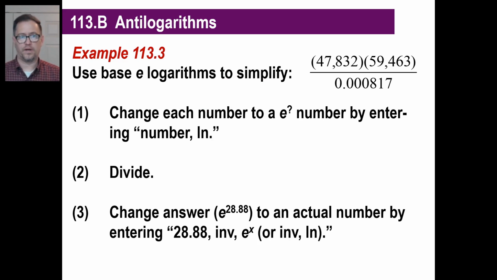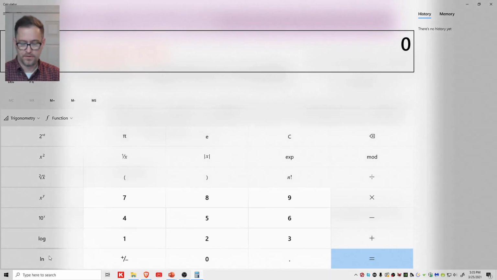All right, we're going to try using base e logs to simplify the same exact problem we just did. So we're going to change each number to an e to the power that gives us this. In other words, e is about 2.71828. So 2.71828 to the what power gives us 47,832? We can do that the same kind of way.